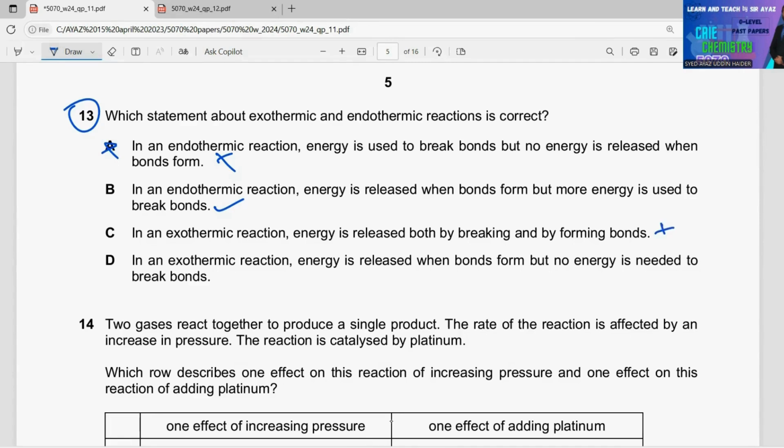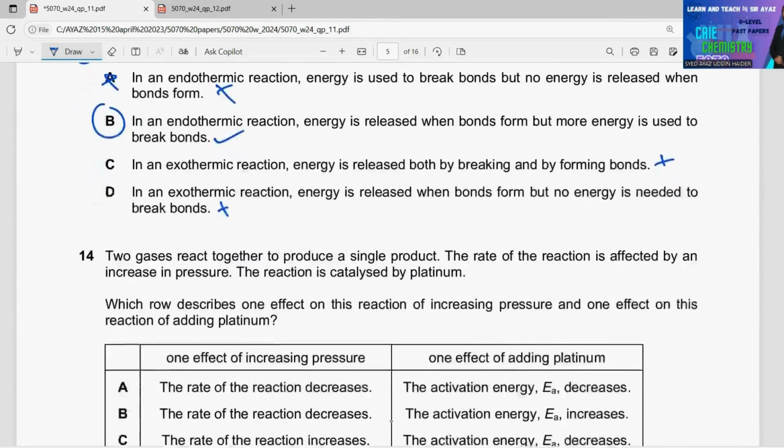This is wrong, because energy is released only when bonds are made. D. In an exothermic reaction, energy is released when bonds form, but no energy is needed to break bonds. This is also incorrect. So B must be the right statement for this MCQ.